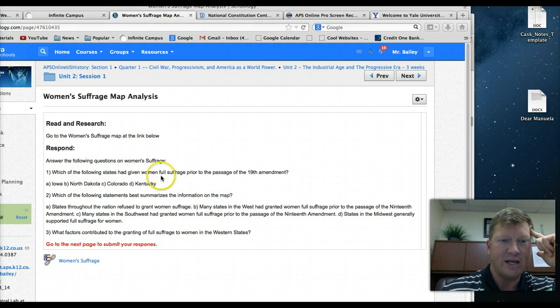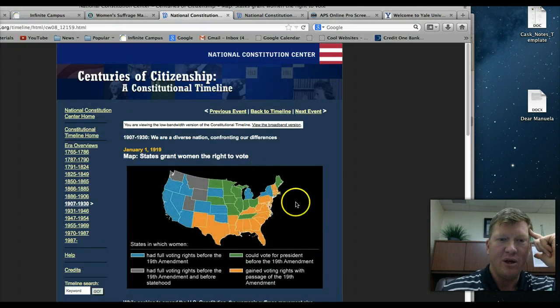Which of the following states had given women full suffrage prior to the passage of the 19th Amendment? So first of all, you need to know how to read the map. If you look at the map, you have the key. This is the key down here. A key tells you what the different colors, or in some instances different figures or different things, mean on the map.